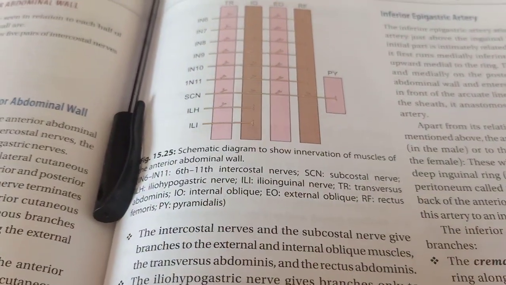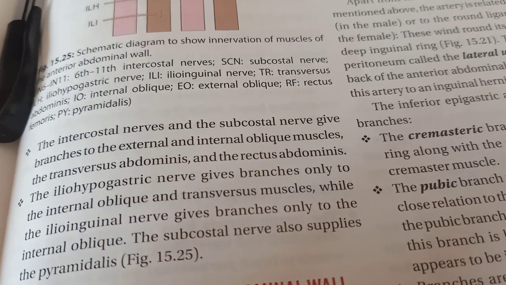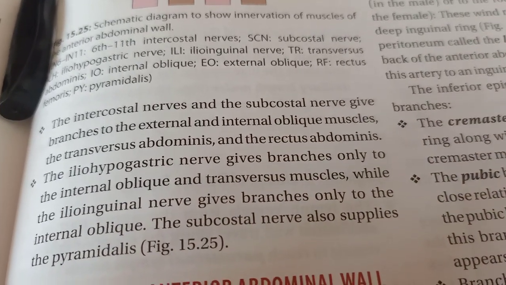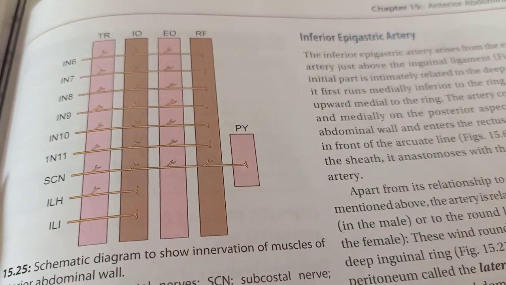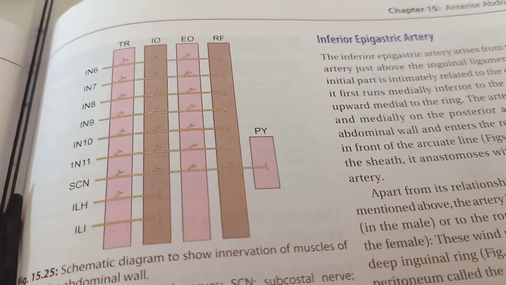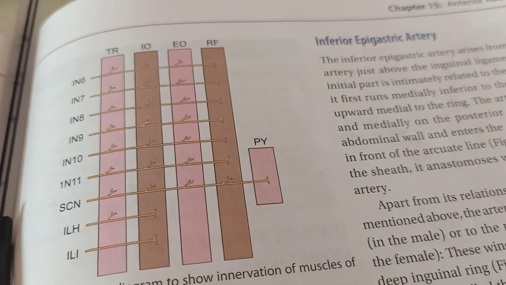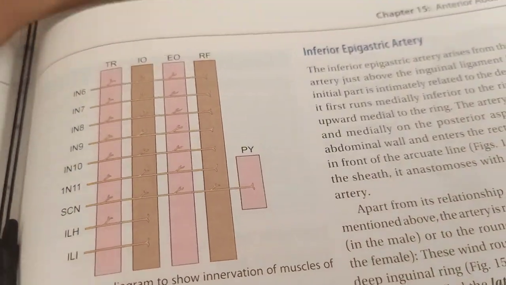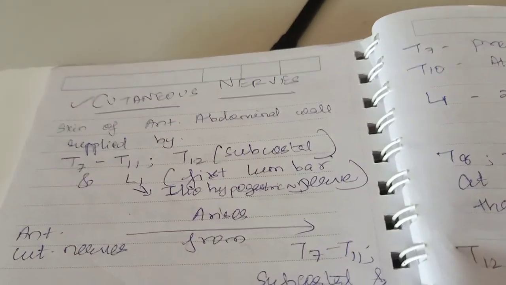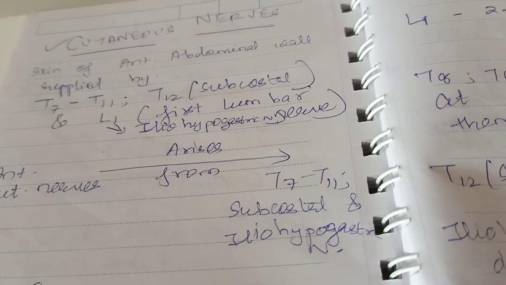So if you see, the ilioinguinal nerve gives only to internal oblique, and the iliohypogastric nerve gives to internal oblique and transversus abdominis. So this was about the cutaneous nerves of the anterior abdominal wall. I have shared these notes with the sir, so please collect.